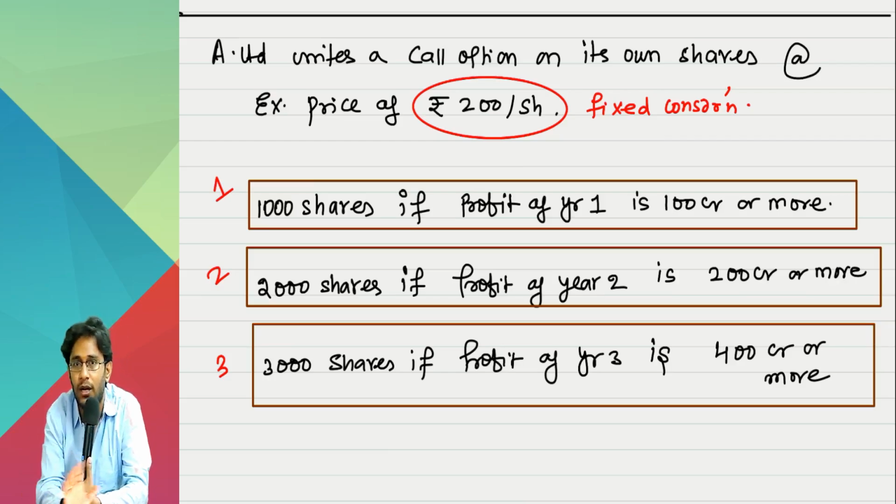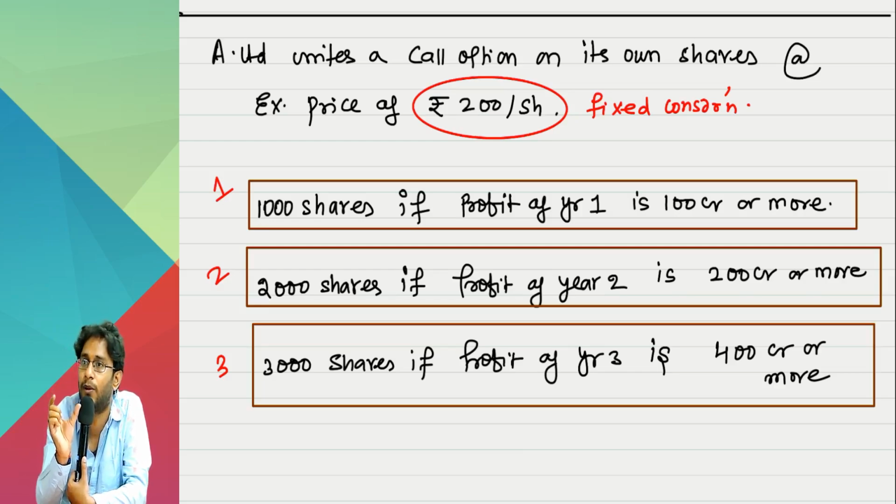The point is not about whether the option will get exercised or not. The point is whether we have an obligation to issue fixed number of shares or variable number of shares. If you have an obligation to issue fixed number of shares, it is equity obligation. If you have an obligation to issue variable number of shares, financial liability. Accordingly, accounting will change. Shares' accounting I will not do now.